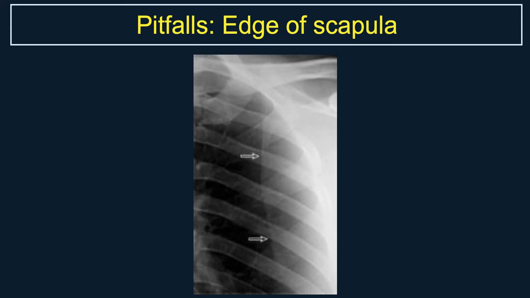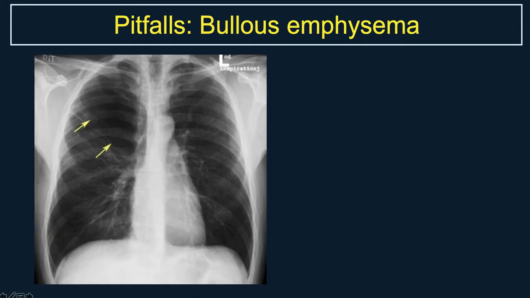Now in this image, it is focused on the left upper chest and you can see a white line shown by the arrows. Could this be a visceral pleural line? The answer is no. This is the edge of the scapula, and you can easily follow the contour of the scapula to make sure it does not project over the chest.